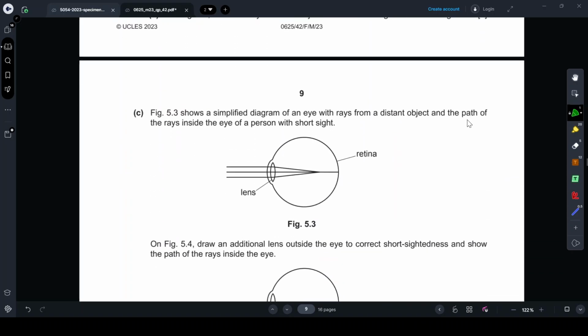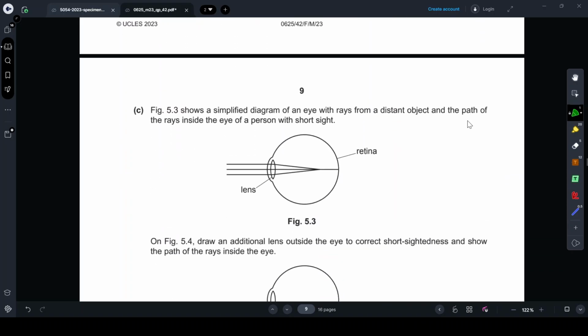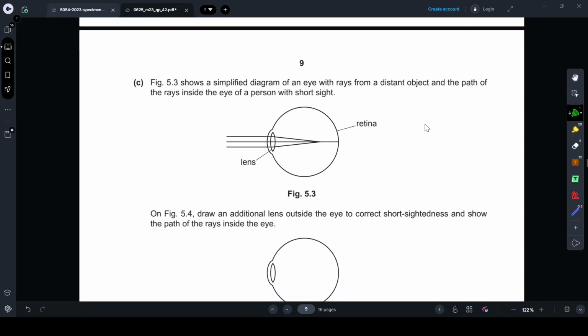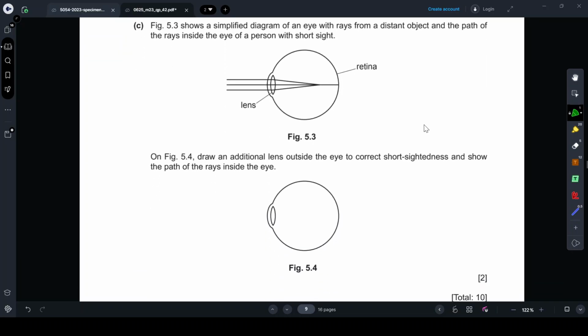Figure 5.3 shows a simplified diagram of an eye with rays from a distant object and the path of the rays inside the eye of a person with short sight. And on figure 5.4, draw an additional lens outside the eye to correct the short-sightedness and show the path of the rays inside the eye.